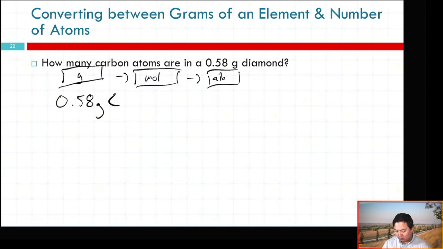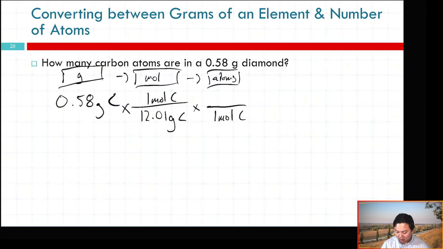We can check our periodic table for carbon, and we know it's 12.01 grams per one mole. Again, write these units in. This is our conversion factor for moles, and then we know that one mole of anything, but in this case carbon, is going to be 6.022 times 10 to the 23 atoms of carbon. So we'll do 0.58 times 6.022 times 10 to the 23 divided by 12.01.